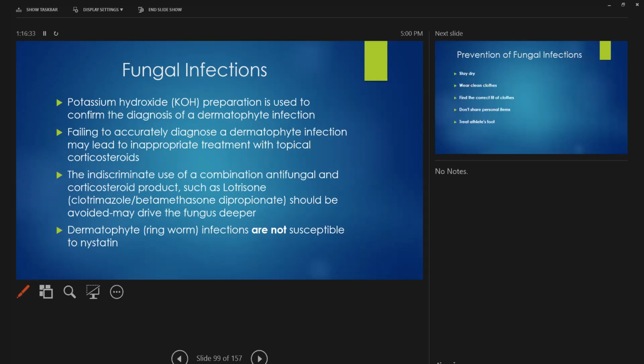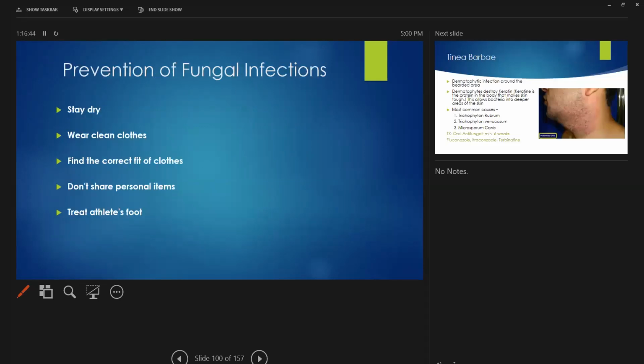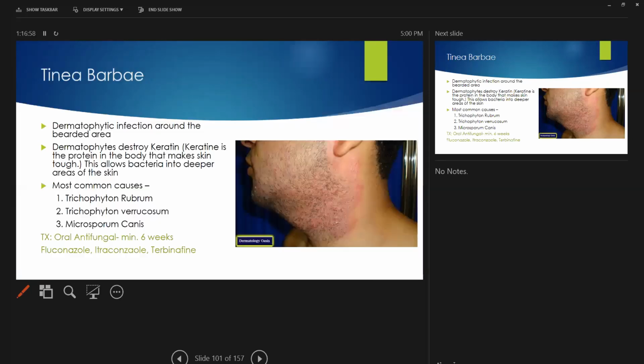But yeah, ringworm is not susceptible to nystatin because ringworm is not yeast. It is a dermatophyte. So preventing fungal infections, well, you want to keep the sites dry. You want to have clean clothes. You want to find correct fitting clothes, not too tight, not too loose. You don't want to share personal items, and you want to treat athlete's foot.